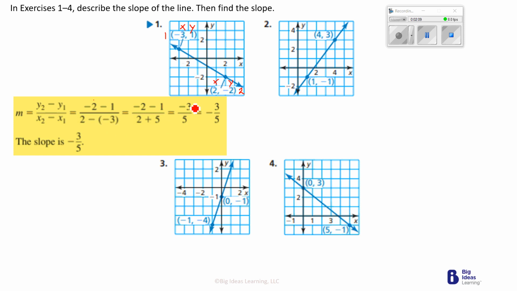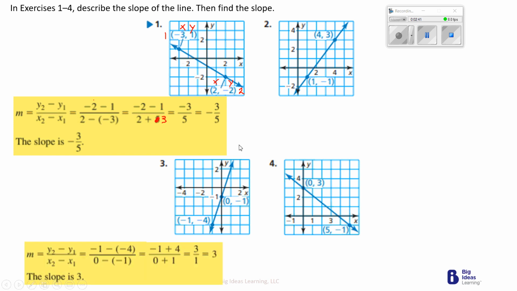plus 3. I'm not quite sure why this says 2 plus 5 over here, to be quite honest with you. I think that's a misprint. Okay, so I'm pretty sure this is supposed to be a 3. And then this says negative 2 minus 1 is negative 3, and 2 plus 3 is 5. So that's how we got negative 3 over 5. All right, let's do number 3 next.